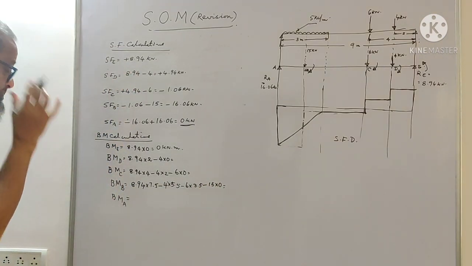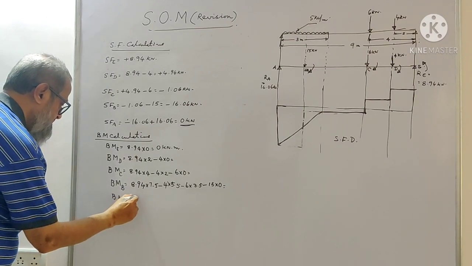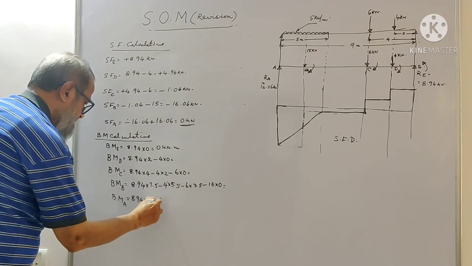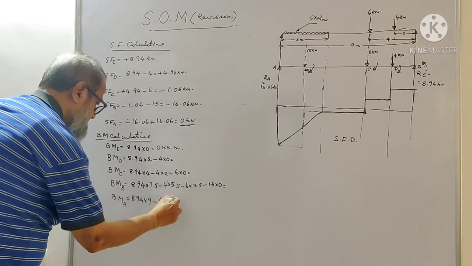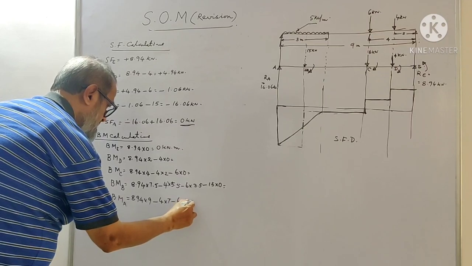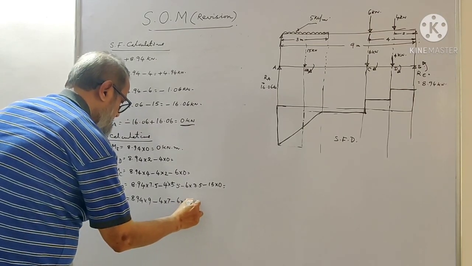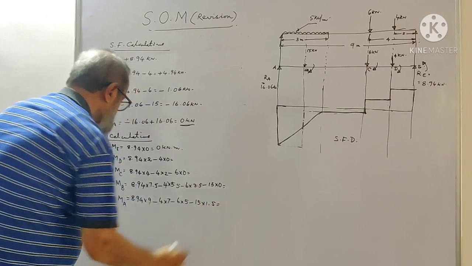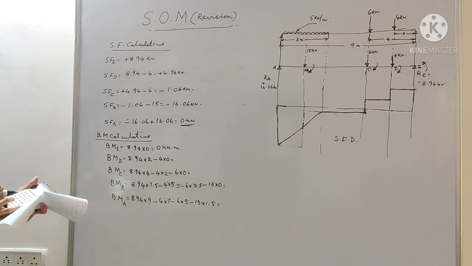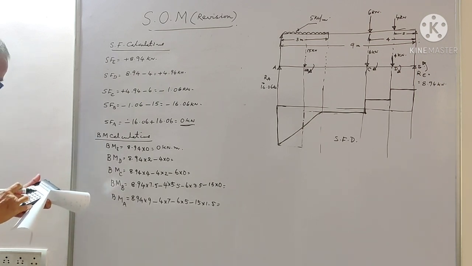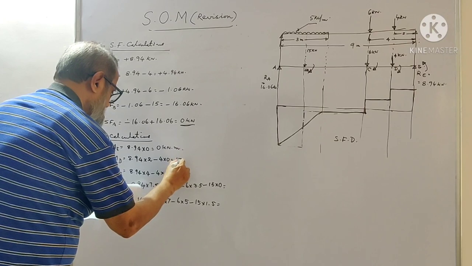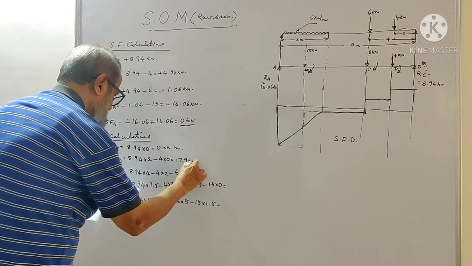BM at A will be 8.94 into 9, it has increased by 1.5, minus 4 into 7, minus 6 into 5, minus 15 into 1.5. So that will be 8.94 into 2, which means it will be 17.88, or I'll take it as 17.9 kilonewton meter.